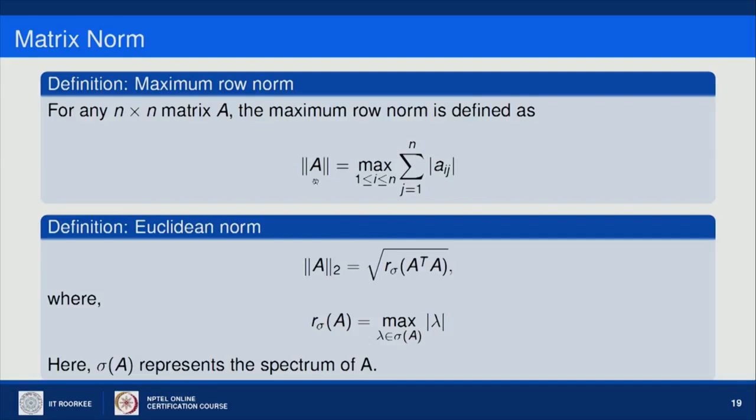The third norm we are going to define here over the set of matrices is the Euclidean norm, and that is given by the square root of r of A^T A, where r of A is given by the maximum absolute value of lambda, and lambda is an eigenvalue of A. It means the maximum over all the eigenvalues in terms of absolute value.